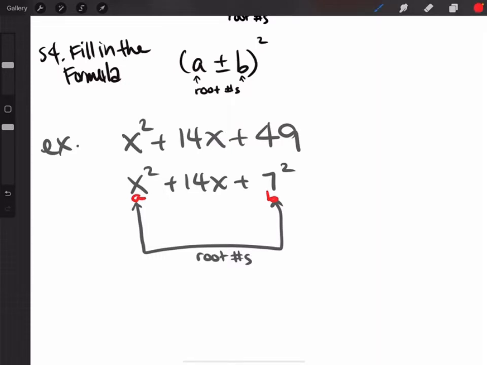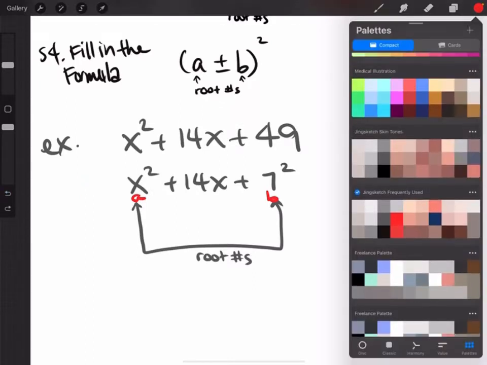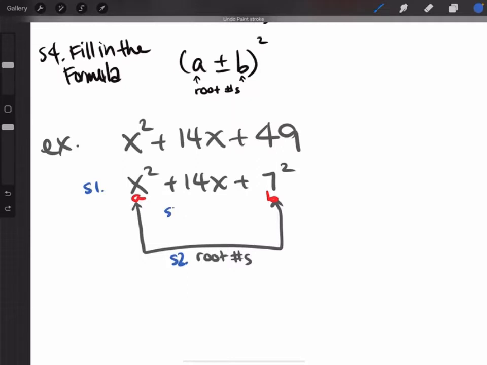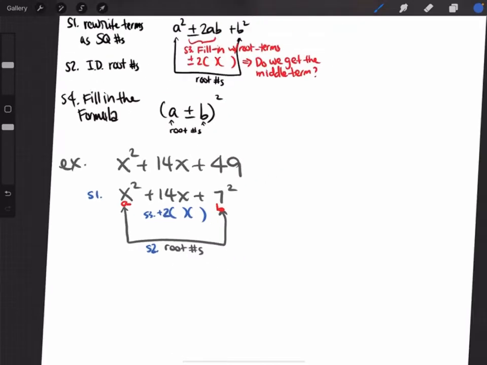Alright, and then so that's step 1, this is step 2, maybe it should be a different color, it's confusing with the A and the B right there. Okay, step 1, step 2, and then step 3 would be plus, in this case, 2, A, and B.